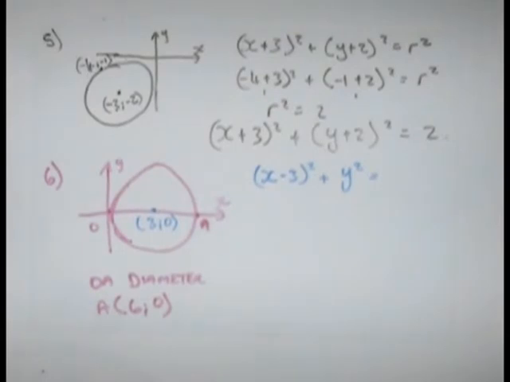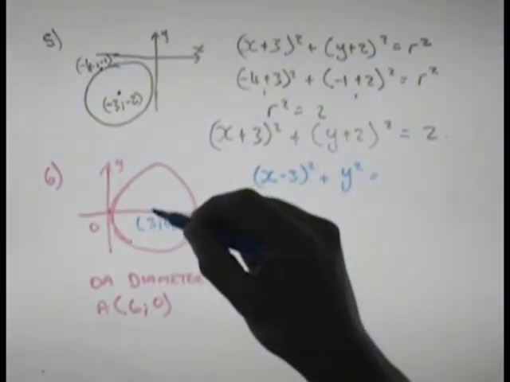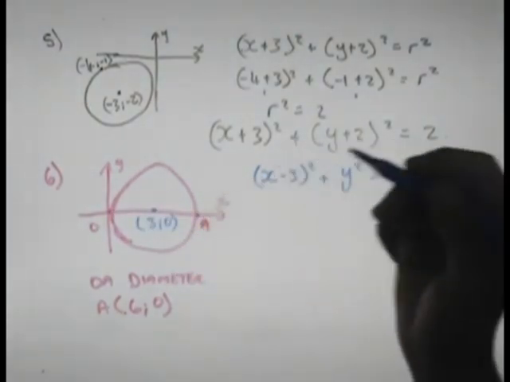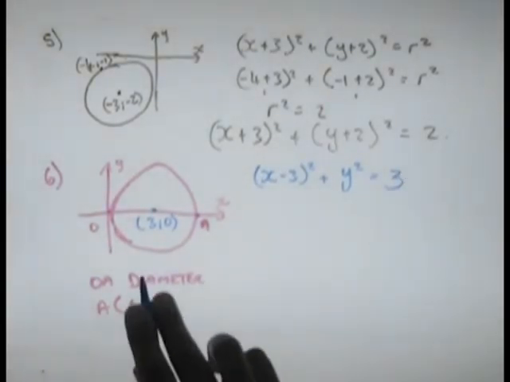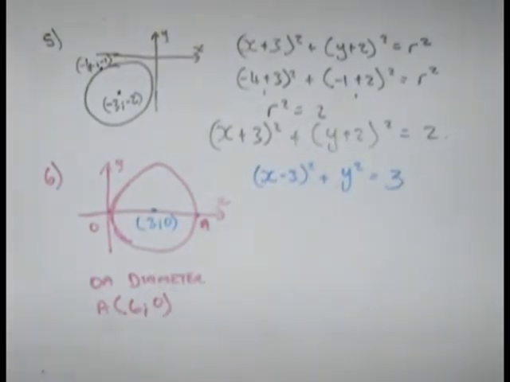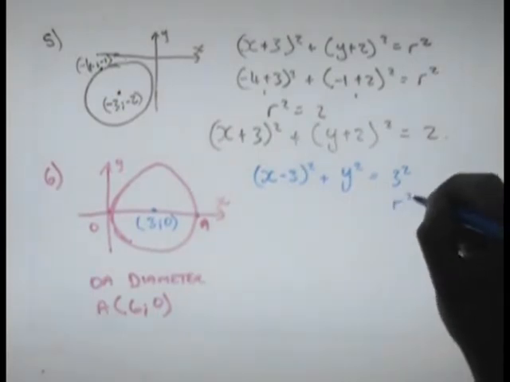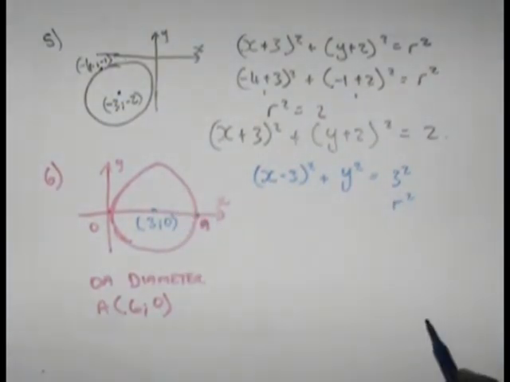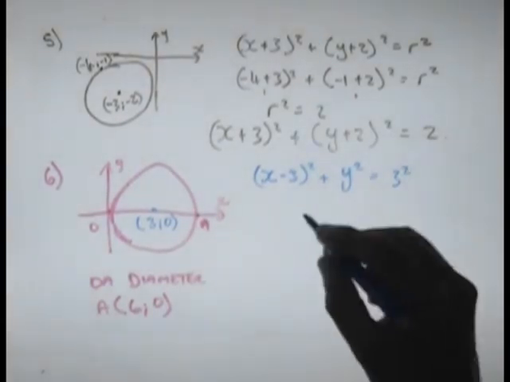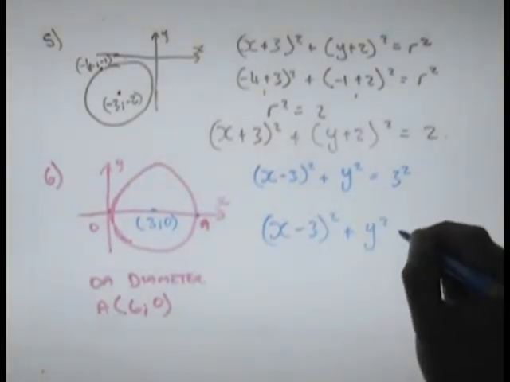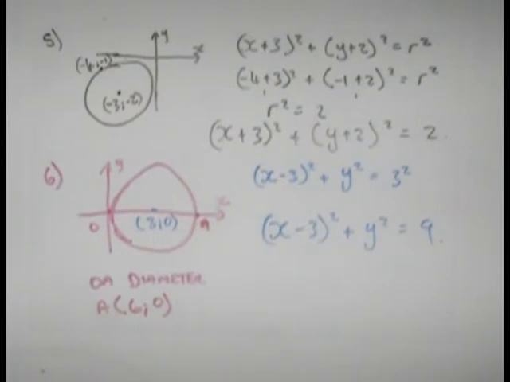But in this case, I don't need to work out r squared. Think about this. There to there is how many units? If that was 6, that will have to be 3. And that's the equation of that circle from inspection. Sorry, not 3. It will be 3 squared. Our radius is 3. That means that r squared is equal to 3 squared. That means that our equation reads x minus 3 squared plus y squared is equal to 9.